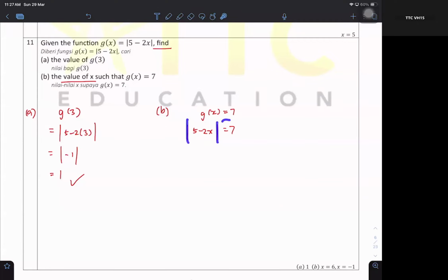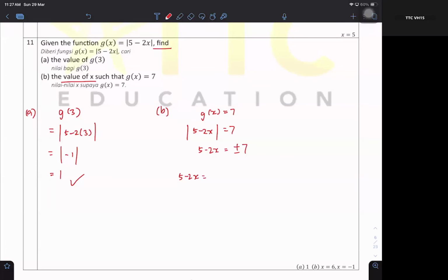If you throw the modulus to the other side, it becomes plus and minus. Means it can be positive or negative 7. It can be positive 7 or negative 7. So now you do it separately. You split into two parts.